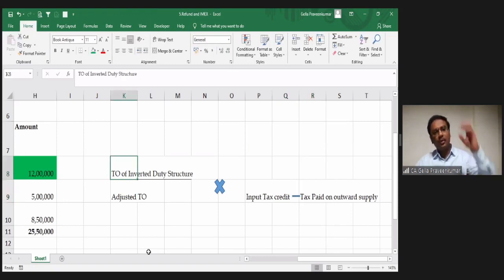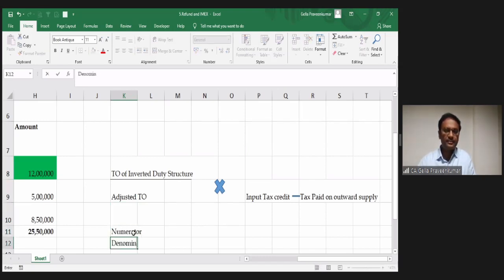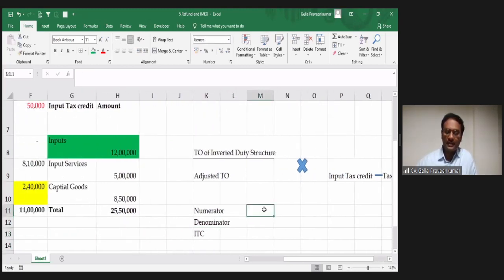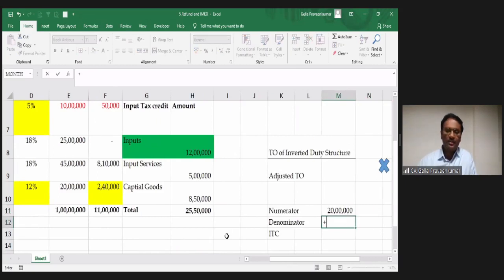So friends, what is your turnover? The numerator is that portion of supply which is under inverted duty. My denominator is your adjusted turnover, that means all the turnover during that particular tax period, multiplied by my input tax credit claim, whatever inputs there is, less the tax you have paid on that outward supply. So here my numerator shall be the turnover on which inverted duty structure is there. So my turnover of 20 lakhs. I repeat, 20 lakhs is my turnover which is under inverted duty structure. That is my numerator.